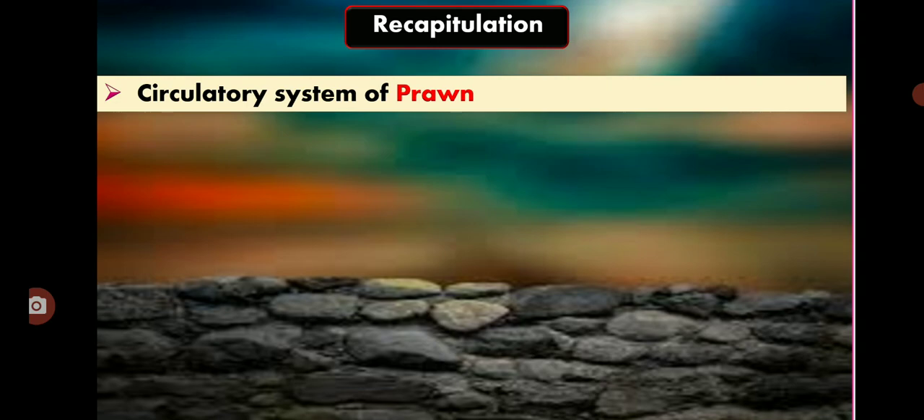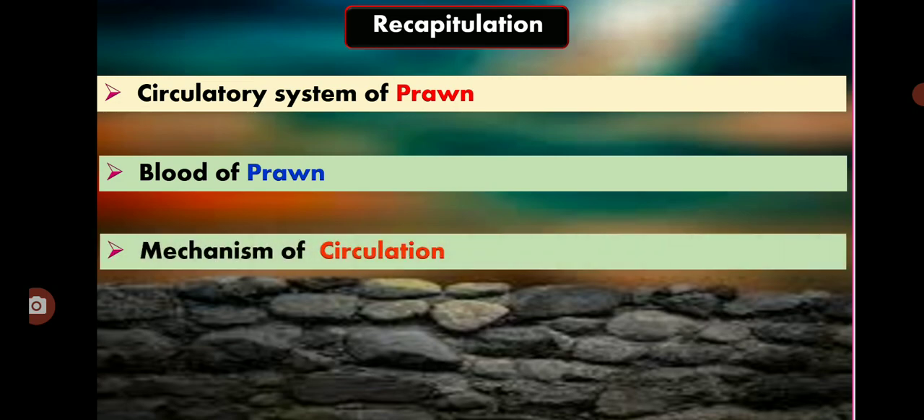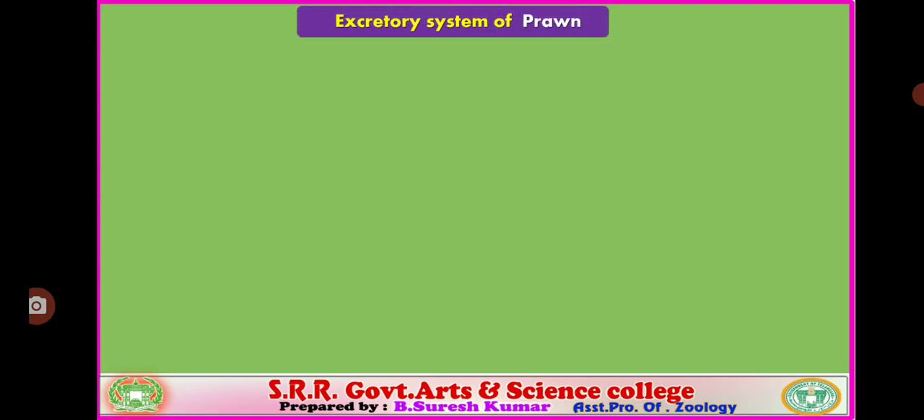In last class, we learned about the circulatory system of prawn. We discussed the composition of the blood of prawn and the mechanism of circulation. Today we are going to discuss the excretory system of the prawn. So the excretory system is meant for what purpose? Excretion. It serves the excretion phenomenon.